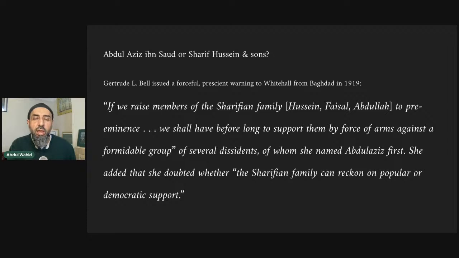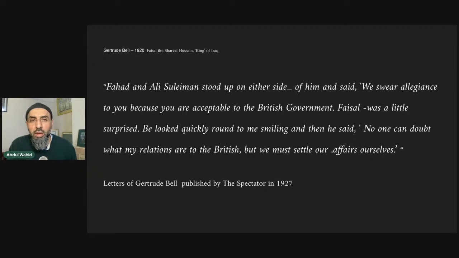So you can see, after having supported them and promised them the world, literally, during World War I, the British were backtracking on them afterwards. They did get, Abdullah was given Jordan, and his family still rules there today. Faisal was originally given Syria, and then given Iraq. And Gertrude Bell again writes that she was present in 1920 when Fahad and Ali Suleiman, representatives of Arab tribes, were supposed to give the Pledge of Allegiance to this new king, Faisal, who was the descendant of Sharif Hussein in Mecca.